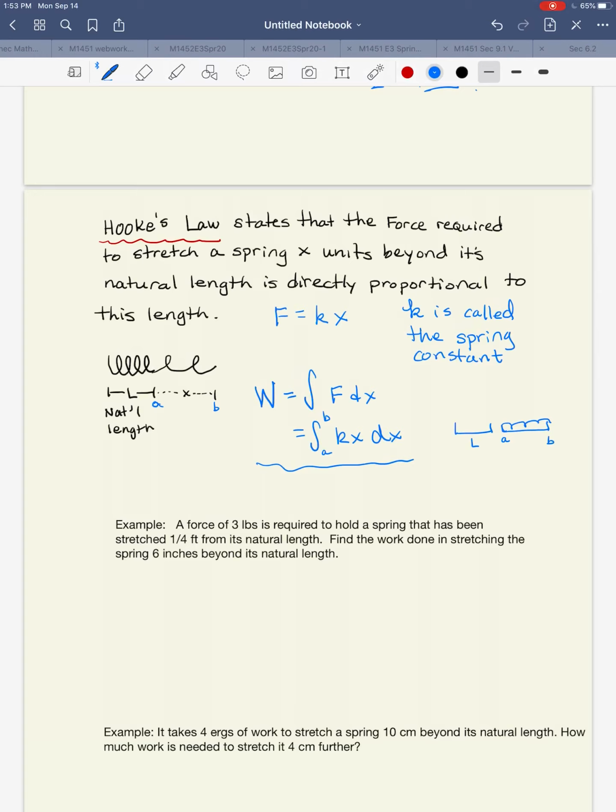So in our spring problems, we look for an ordered pair that'll help us to find k. Then once we find k, we set up this easy integral, integrate it, and you get kx squared over 2 evaluated from whatever to whatever.